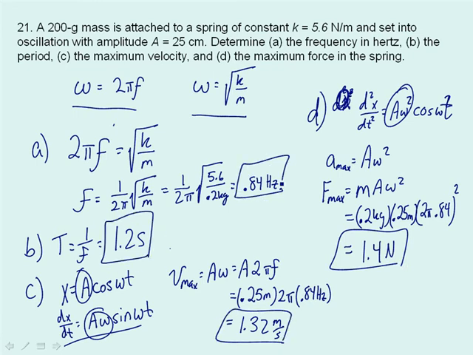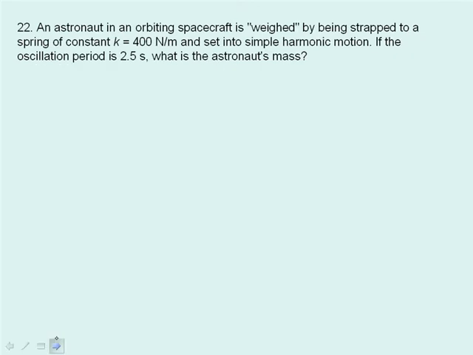It says an astronaut orbiting in a spacecraft is weighed by being strapped to a spring of spring constant k equal 400 newtons per meter and set in simple harmonic motion. If the oscillation period is 2.5 seconds, what is the astronaut's mass? So our period is 2.5 seconds, and our k value, our spring constant, is 400 newtons per meter. We want to know what is his mass.